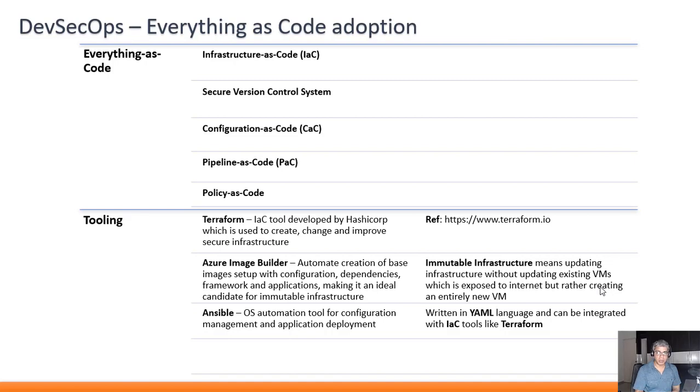Terraform is widely used by the industry, and it's recommended to use Terraform in order to build your infrastructure as code. You can use it for Azure automation also, and you can see how that works, but I would recommend Terraform. The Azure Image Builder can be used in order to automate the creation of the base images with the configuration, with dependencies, with framework and applications. And it's very ideal for immutable infrastructure.